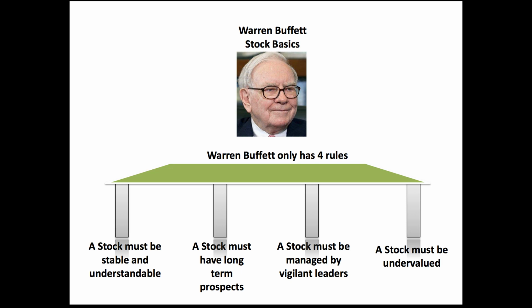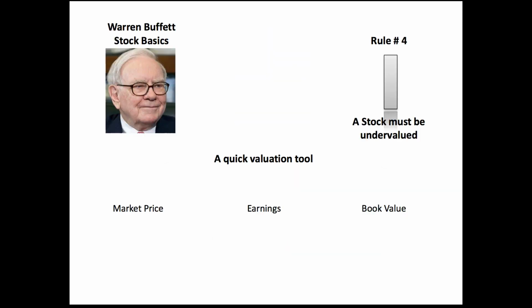He never goes out and says, well, rule number 3 and 4 is met, so I'll buy this company. He always ensures that all 4 of these rules are always met, or he never buys the company. And I recommend that you do the same because it really works out well. So let's take a quick look at rule number 4, where a stock must be undervalued.